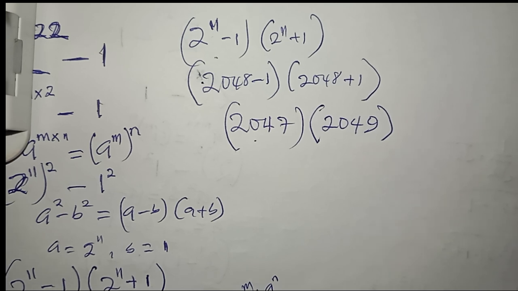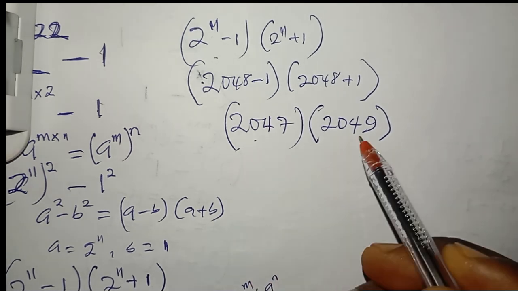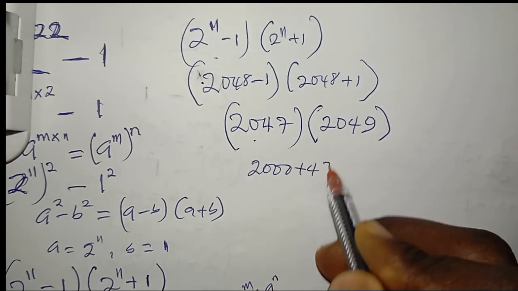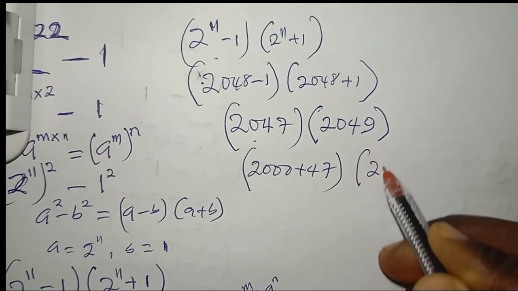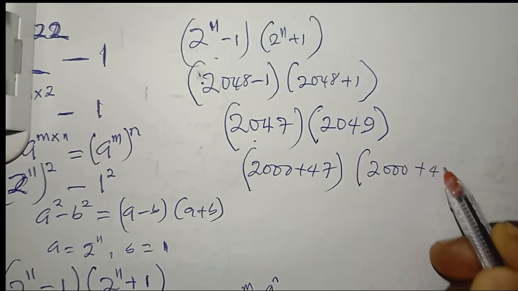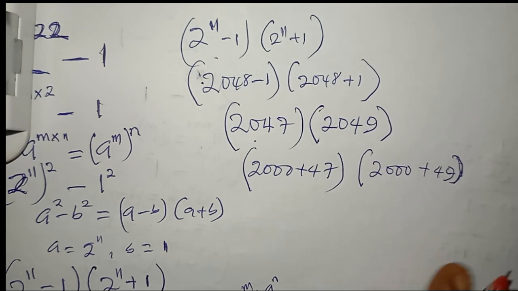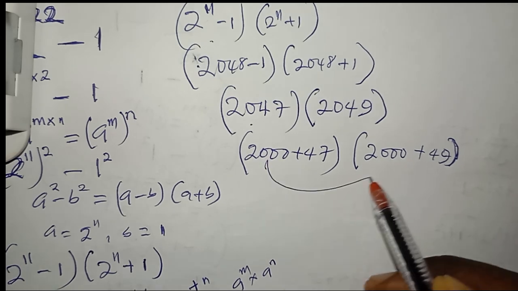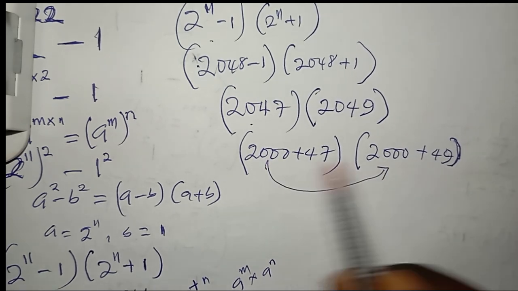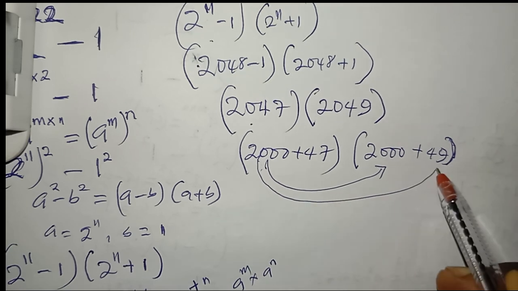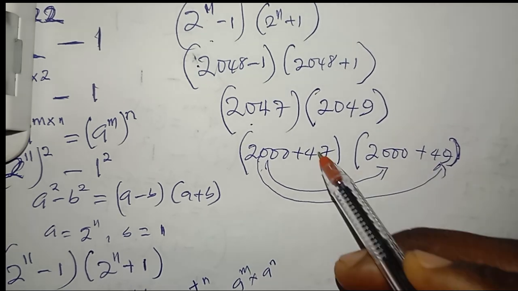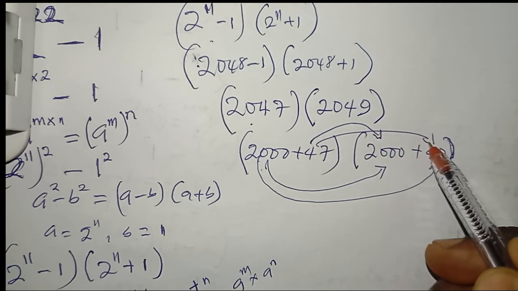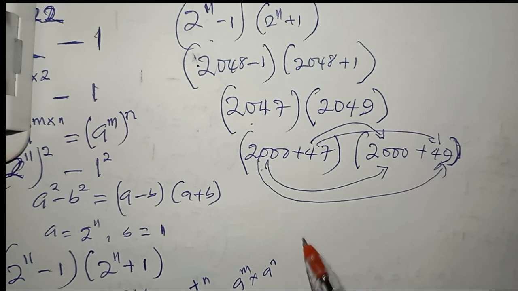The next challenge is, how can you multiply these two brackets? I'm going to show you a very simple trick, which is to split these two numbers. You can split this one as 2000 plus 47, and this one as 2000 plus 49. So you've got it in the form of a plus b multiplied by a plus c, and you can just use the expansion rule. You first use this 2000 to multiply this 2000, and then use the same 2000 to multiply this 49. Next you use this 47 to multiply this 2000, and then use the same 47 to multiply this 49. Once you're done, you can add it up.